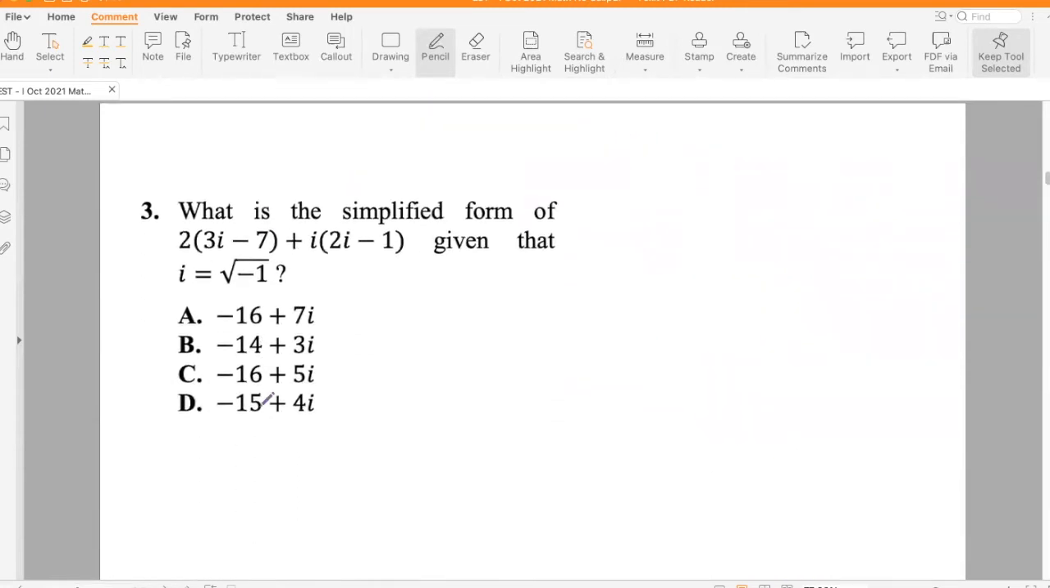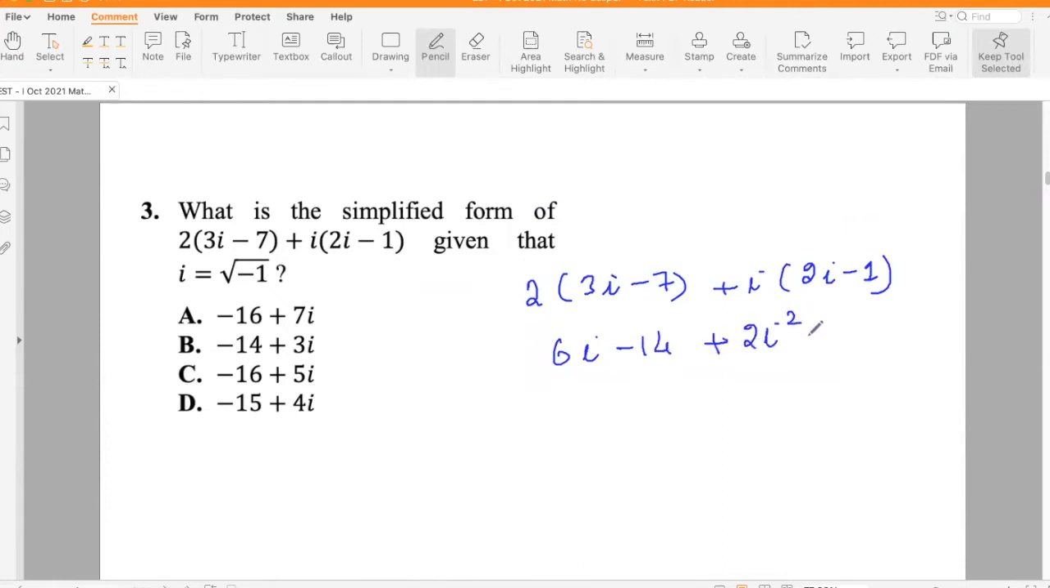What is the simplified form of this expression where i is the square root of minus 1? So 2 times (3i minus 7) plus i times (2i minus 1). So 6i minus 14 plus 2i squared minus i. Now i squared is negative 1, so this will be negative 2. So 6i minus i would be 5i, and minus 14 minus 2 would be minus 16. So minus 16 plus 5i, option C.